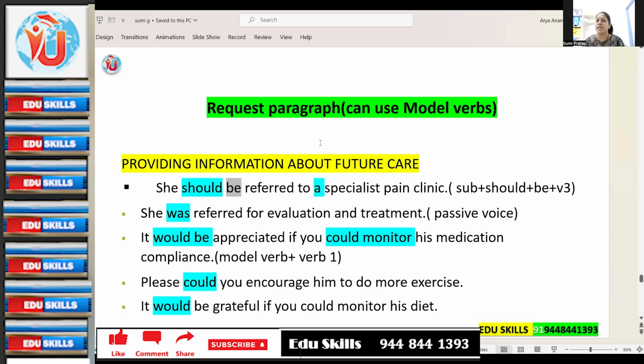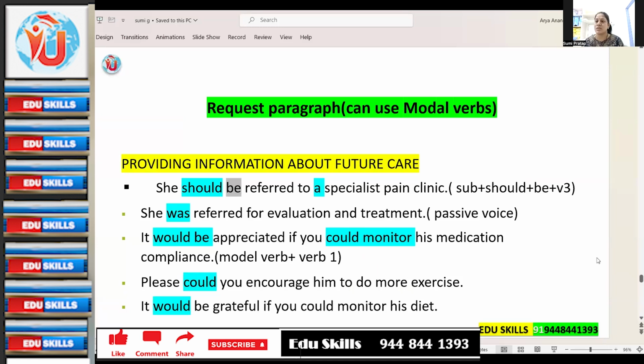Okay, in the request paragraph we mostly use modal verbs. How to use modal verbs? There are 5 sentences that we made. The first is, she should be referred to a specialist. As I mentioned before, if we are telling the specialist, we have to write the article, so a specialist pain clinic. Because this "be" is in the future tense. Okay, be is a passive voice.